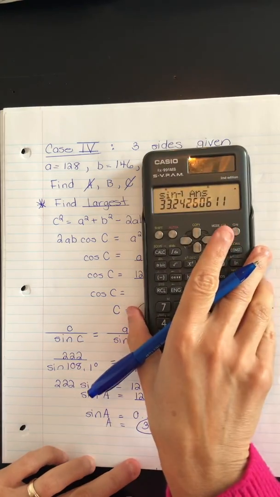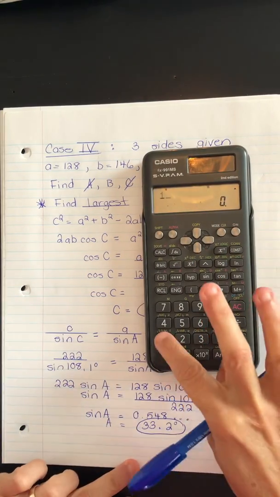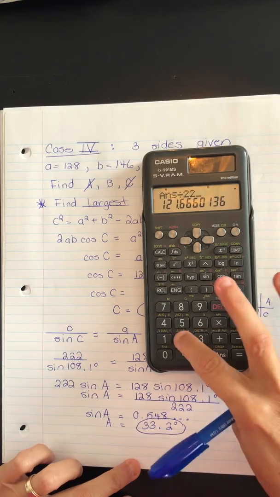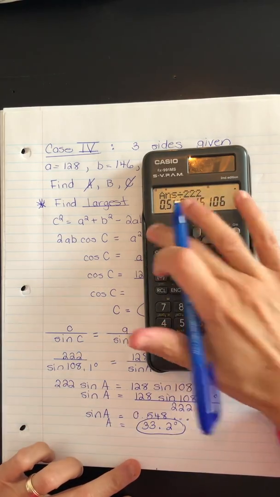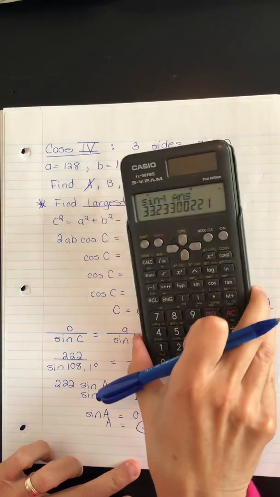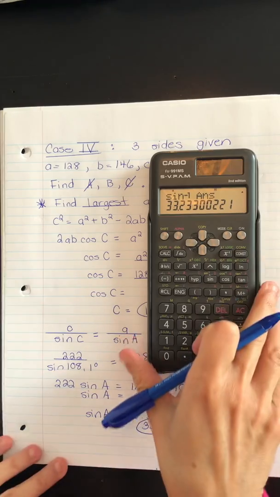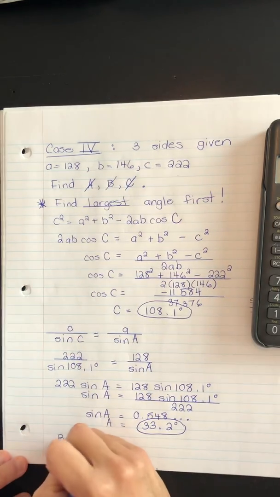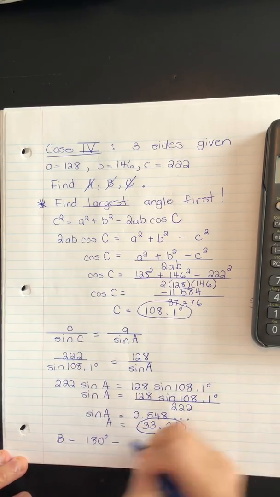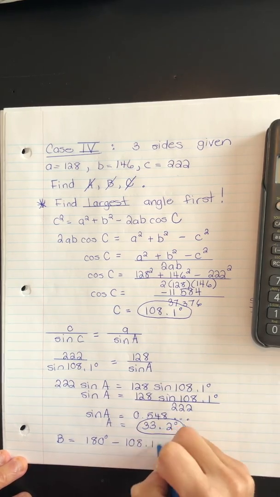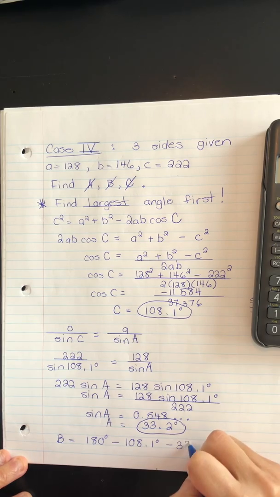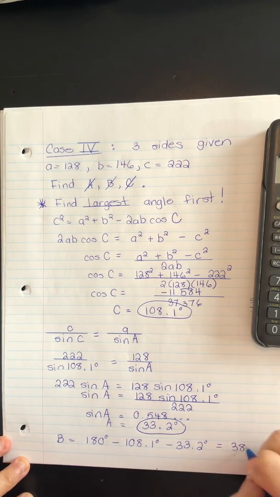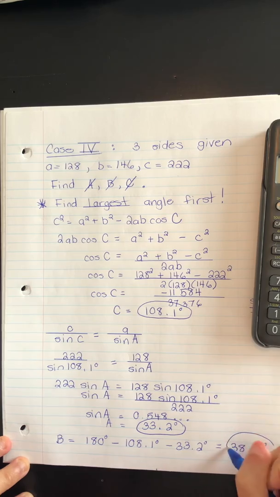Okay, so if I didn't use that answer button, then of course I'm just doing 128 sine of 108.1 equals, divided by 222 is that, and then sine inverse. Okay, and I'm getting the same thing, 33.2 degrees. Okay, lastly, the last missing angle B can be found from subtraction. So 180 degrees in the whole triangle. We will subtract angle C and we will subtract angle A, and we will be left with 38.7 degrees for angle B.